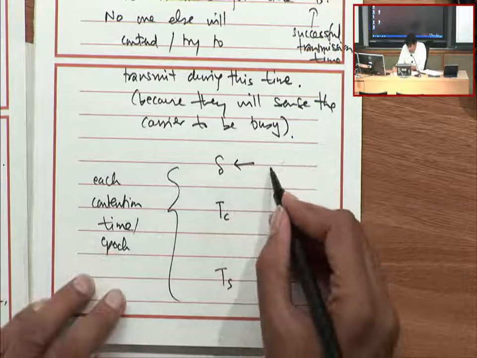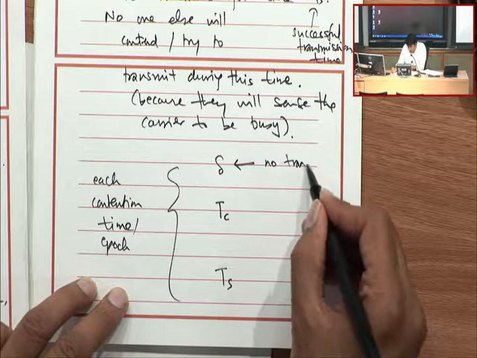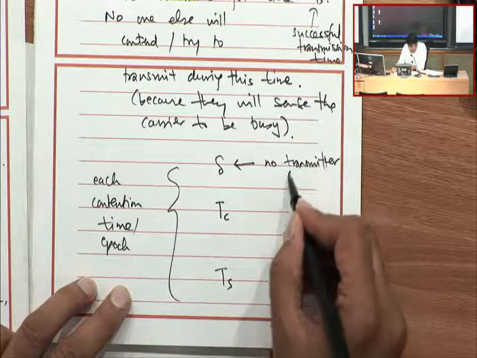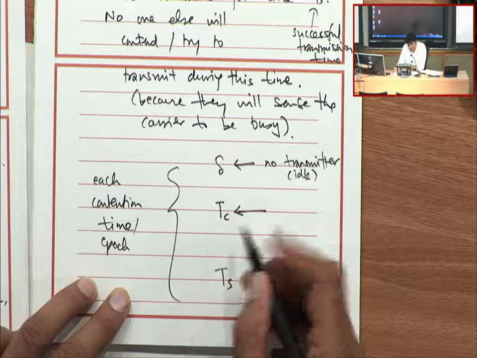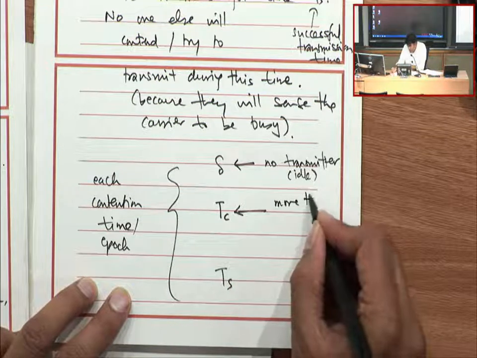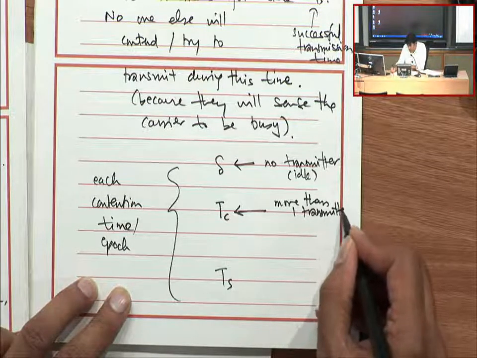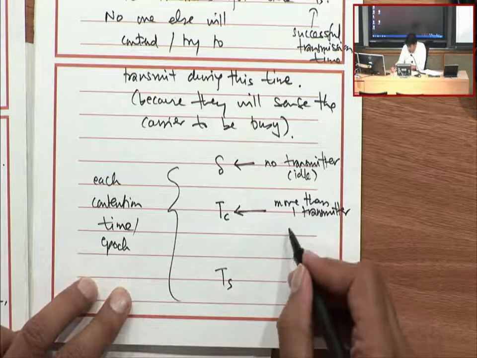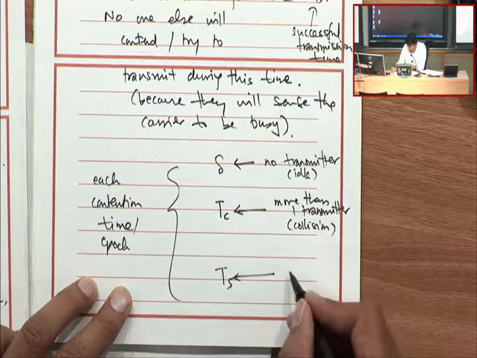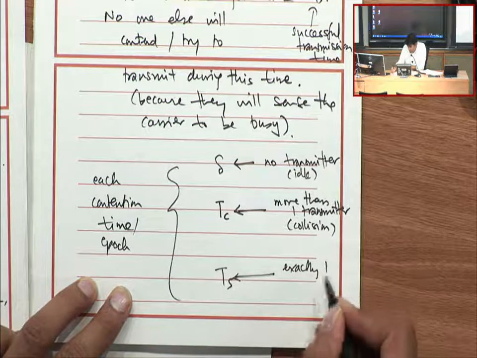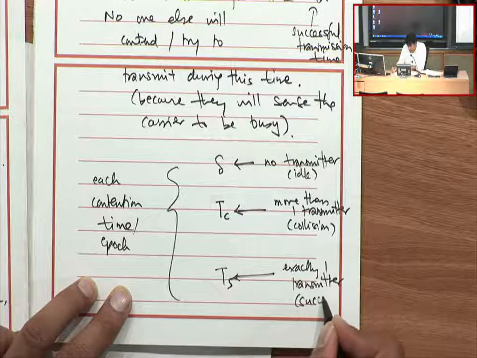It lasts delta time units if there's no transmitter, in other words, idle. It lasts a period TC if more than one transmitter tries to transmit during the contention slot, and this is the collision case. And it lasts a period TS if exactly one transmitter occupies, which is a success.